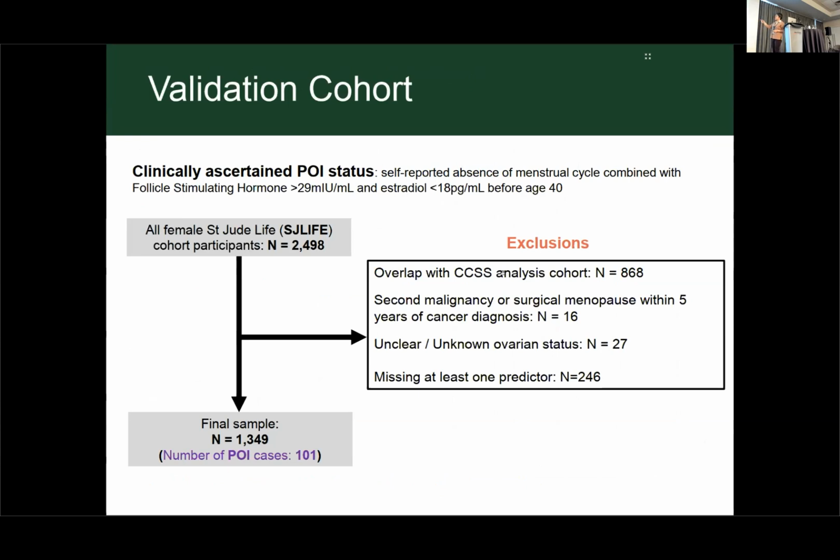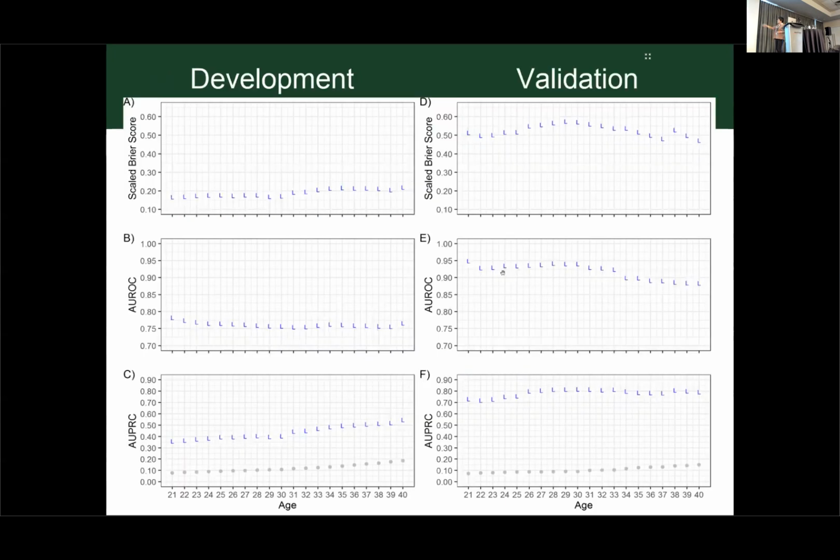One thing different between this cohort and our previous cohort is that in the previous cohort, the POI status is based on self-reported questionnaires, while this one is a clinically ascertained POI status with measurement of their hormones as well as their menstrual status. And this is the performance comparison I'm showing you here. One is on the development cohort and the other is on the validation cohort. They're on the same scale.